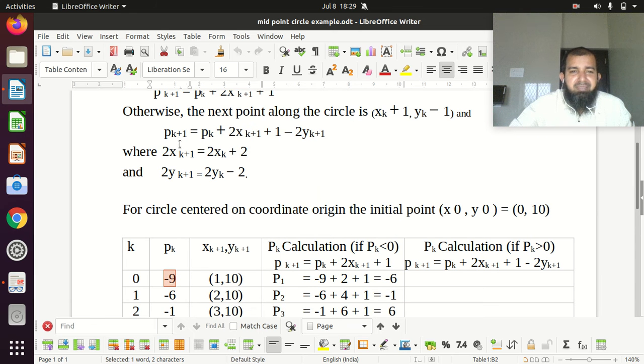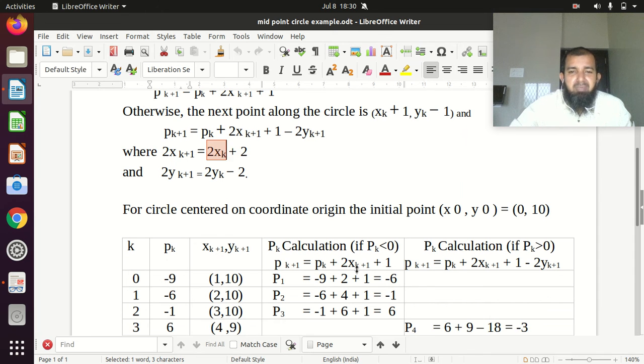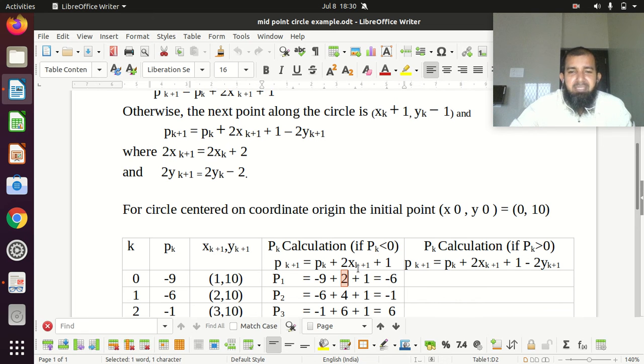Say for example here, pk, what is pk? Minus 9, right? Minus 9 here. 2sk plus 1 means what? 2sk plus 2. What is 2sk? 2 into sk. Sk is what? x0. x0 is 0. 2 into 0 is 0, plus 2, so 2 comes here. 2sk plus 1 is 2, then plus 1. So minus 9 plus 2 is minus 7, plus 1, that is minus 6. The next decision parameter is minus 6. So like this you have to find.